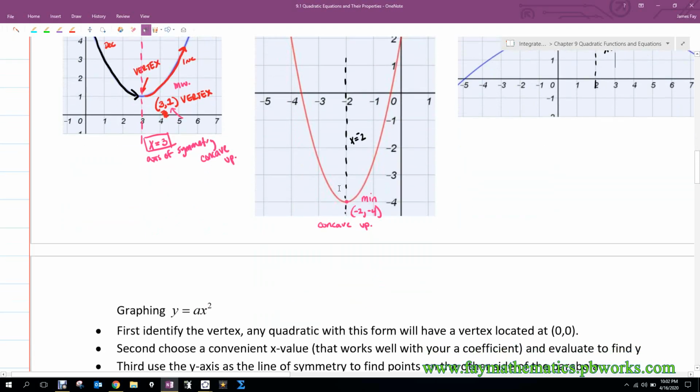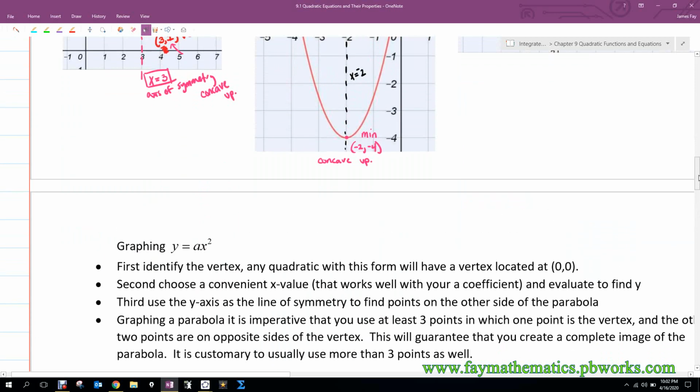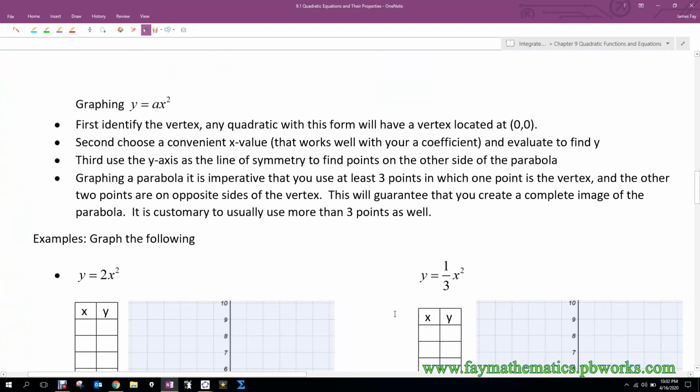We start doing that. Here it says graphing y equals ax squared. Okay, so we'll graph a couple of these using some basic concepts that we've already learned when we graph lines. So let's first identify the vertex. Okay, so any quadratic with this form will have a vertex located at 0, 0. Okay, so there's no other bx or c that is attached to this. So you're only going to see like 2x squared or 1/3 x squared. There's no plus or minus anything else beyond that x squared term. Okay, so anything of this form is going to have a vertex located at 0, 0. Okay, so that's nice.